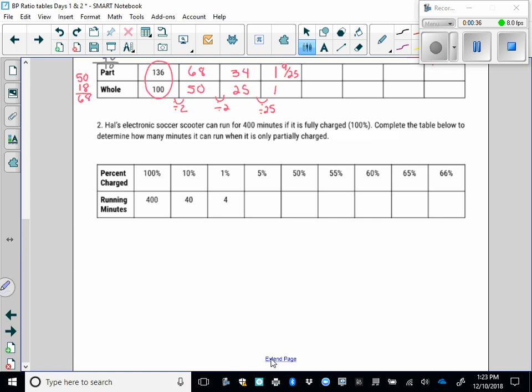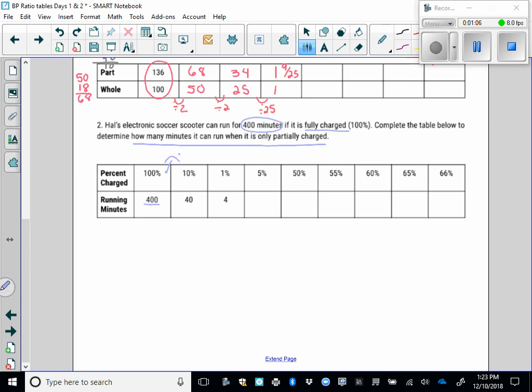So this problem, Hal's electric scooter can run for 400 minutes. All right, and you can see that's when the battery is powered at 100%. That's what it means when a battery is fully charged. Complete the table below to determine how many minutes it can run when it's only partially charged.